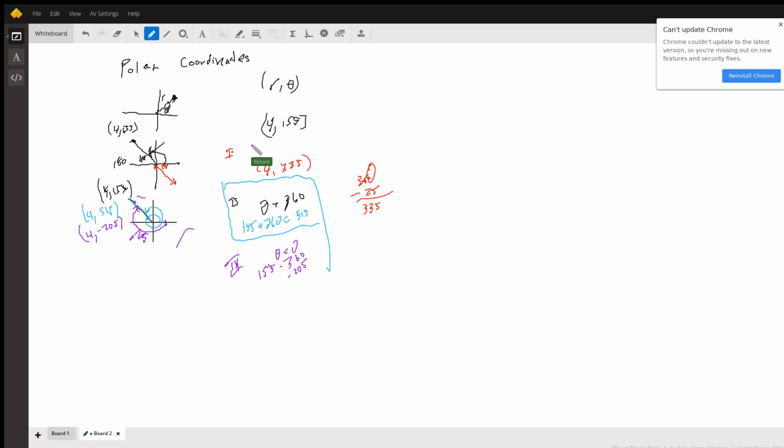So these are the three answers here. Part 1, the opposite angle is 335. Part 2, the same as the original but bigger than 360, is in blue here. That would be 515. And then part 3, with the negative angle, would be 4, negative 205.